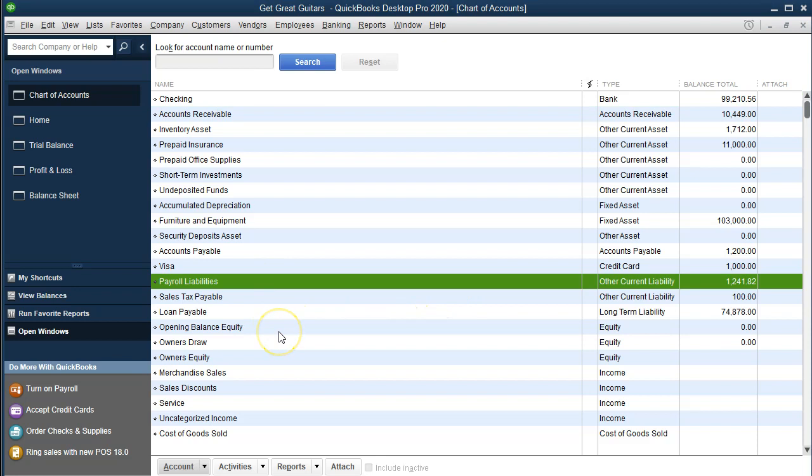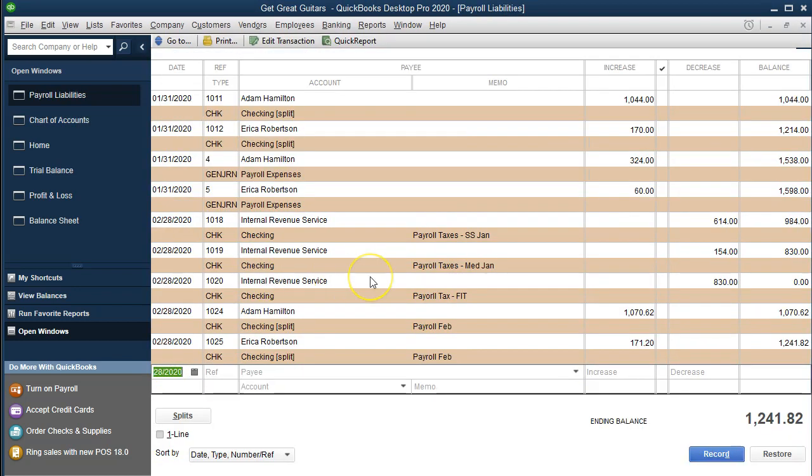Here it is, payroll liability. We're going to double click on that. That'll again give us the register. So it looks like the check register, but we're in the payroll liability register. Therefore, an increase here means an increase to payroll liability, a credit to payroll liability, and then a decrease would be a decrease to payroll liability, obviously.